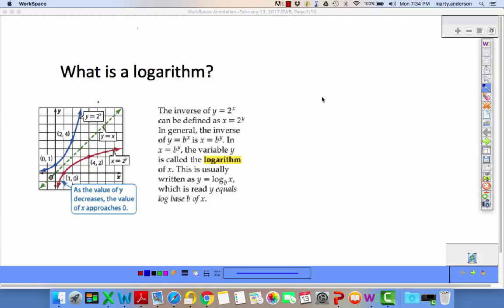Okay, this is for lesson 7.3, Introduction to Logarithms. First thing we got going on here is what is a log.